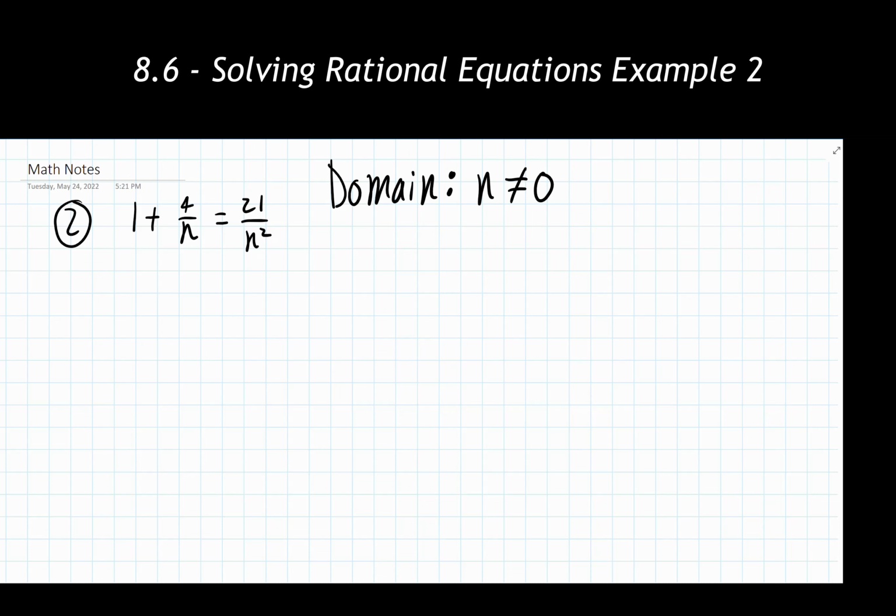So turns out that while I have 2 denominators with variables, I'm still only going to have 1 domain restriction. And that's fine, that happens. But step 1 is done. Good to go there.